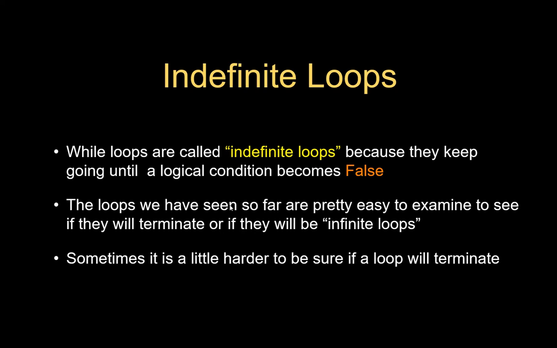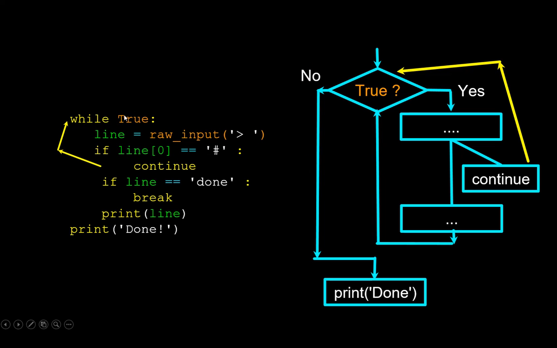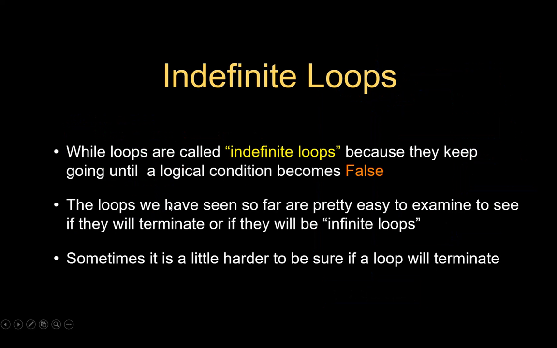So infinite loops. We call the while loop an infinite loop because it keeps going and going and going until the logical condition becomes false. So basically until this condition becomes false, this is going to be an infinite loop, unless we use continue or break. The loops that we have seen are pretty easy to maintain, and we can terminate them. Otherwise, they will become infinite loops.